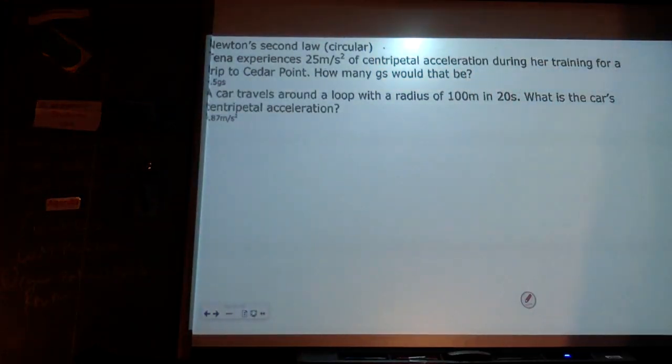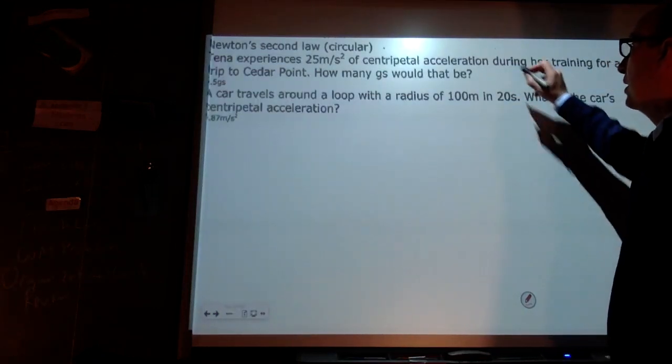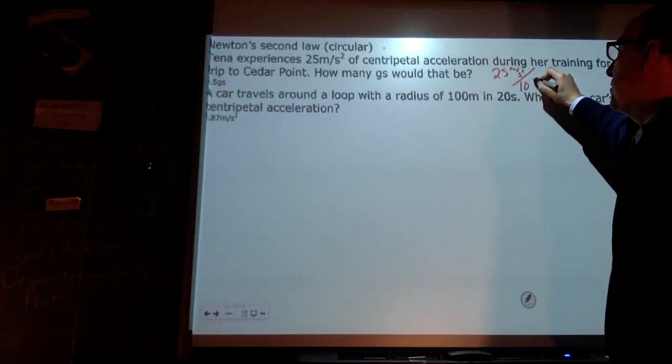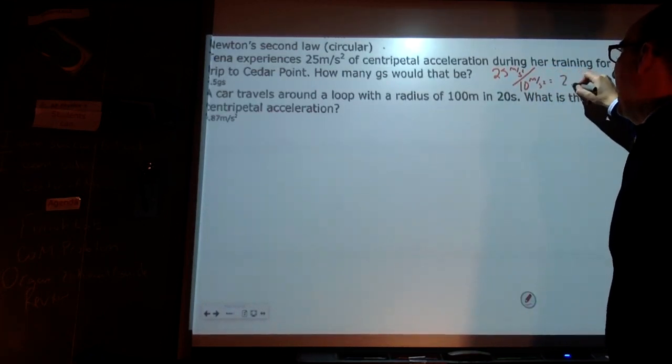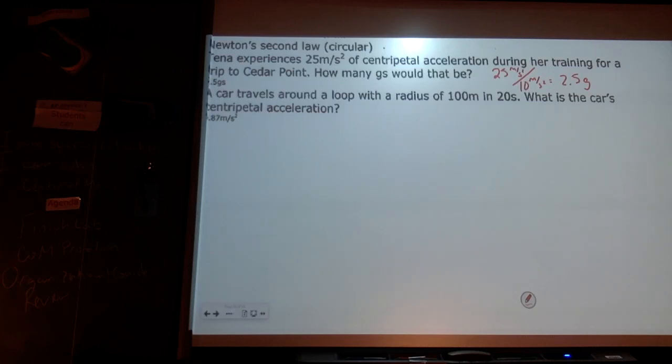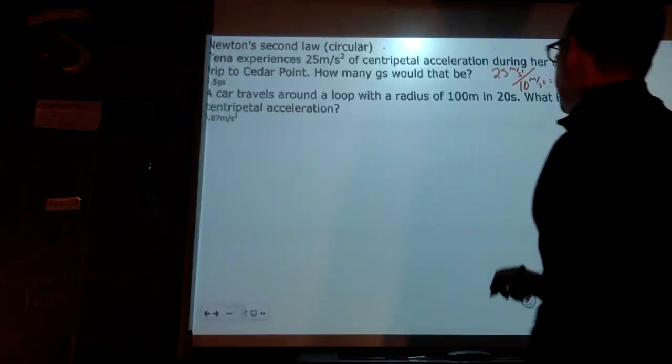All right, circular motion. Tina experiences 25 meters per second squared of centripetal acceleration during his train ride on a trip to Cedar Point. How many G's would that be? To go from acceleration to G's, we just divide by 10. A car travels around a loop with a radius of 100 meters in 20 seconds. What's the car's centripetal acceleration?